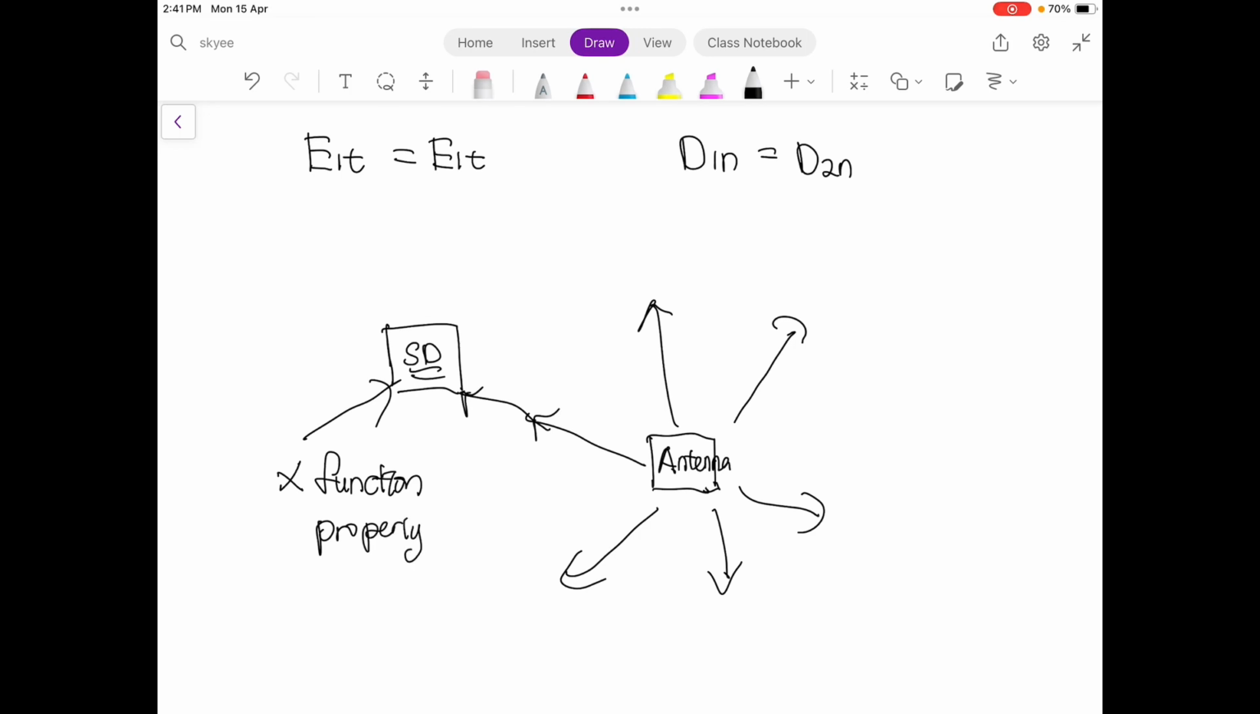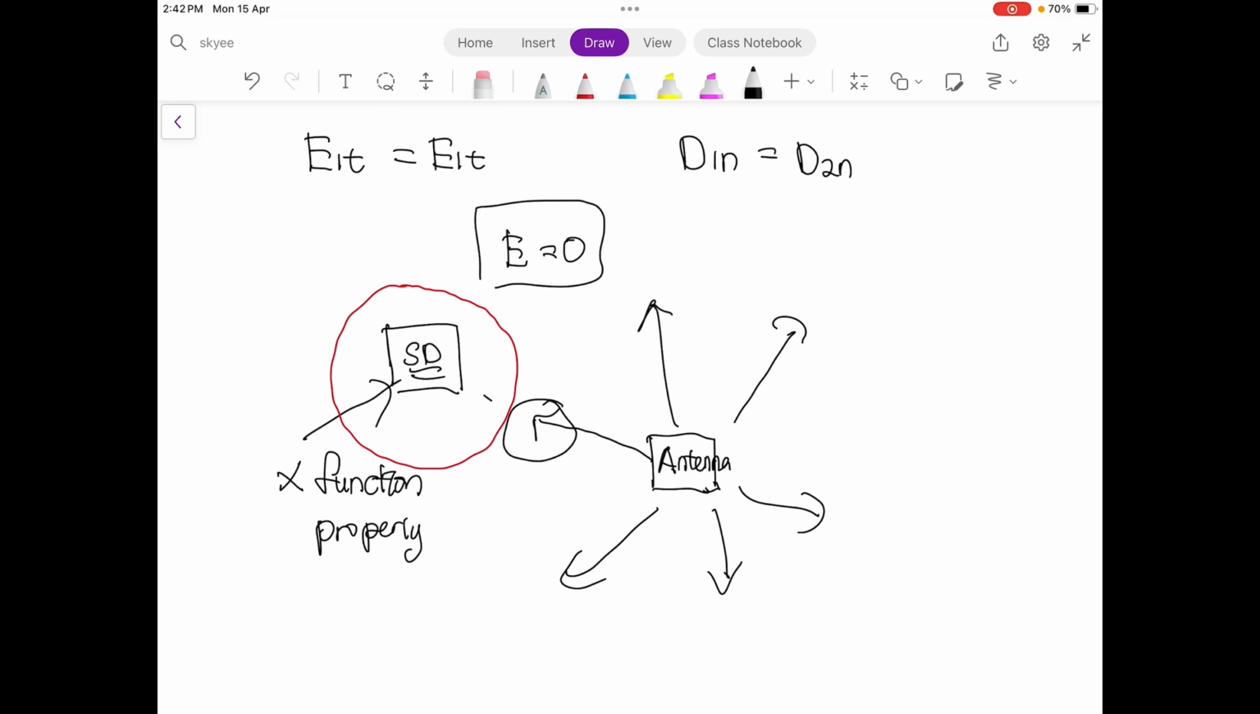In order to avoid this and protect these sensitive devices, we can shield them by using a conductor. When we shield it with a conductor, the electric field radiated by the antenna cannot go through the shielding conductor. Why? Because the electric field in the conductor equals 0. No matter how strong the electric field is over here, it cannot penetrate the conductor. As a result, this sensitive device can operate safely without being interfered with by the antenna. So this is shielding.